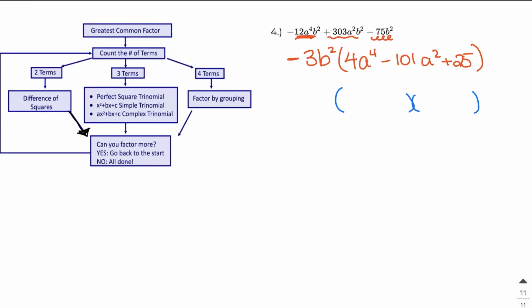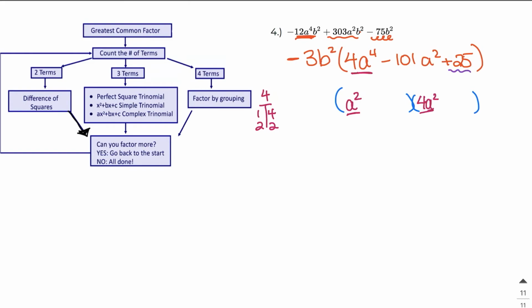And I know that when I multiply the firsts here, I should get 4a to the power of 4. This one's tricky because for 4, I've got a couple of options. I can either do 1 and 4 or 2 and 2. Let's start with 1 and 4 and see what happens. So I know that I could have 1a squared and then 4a squared right here.